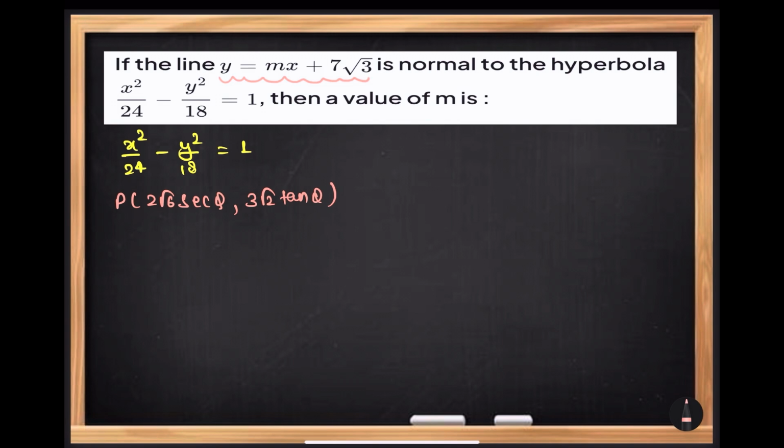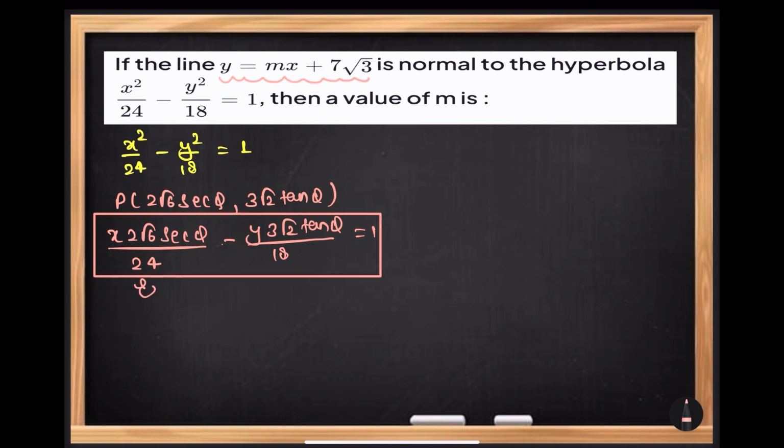Now let's find the equation of tangent. So you know that it is x times 2 root 6 sec theta upon 24 minus y times 3 root 2 tan theta upon 18 equals 1. This is your equation of tangent. Now if this is the equation of tangent, can you please tell me the slope of the tangent, mt? You will connect this with y equals mx plus c, so the coefficient of x defines the slope of tangent. Right now the coefficient of x is 2 root 6 sec theta by 24.